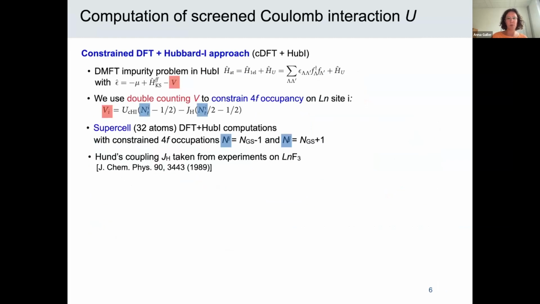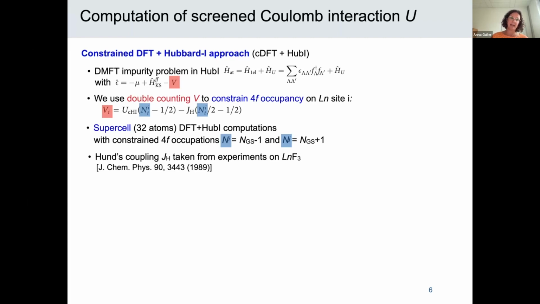And I also wanted to briefly show you how we computed the screened Coulomb interaction from first principles. So for these materials, we developed a constrained DFT, CDFT plus Hubbard-1 approach. It's essentially a CDFT approach where we treat the rare earth 4f states in Hubbard-1. So here in the first line, you have the Hamiltonian of the DMFT impurity problem in Hubbard-1, which consists of the one electron part and the Hubbard interaction.